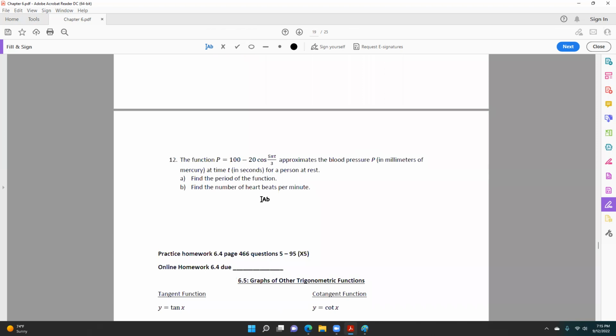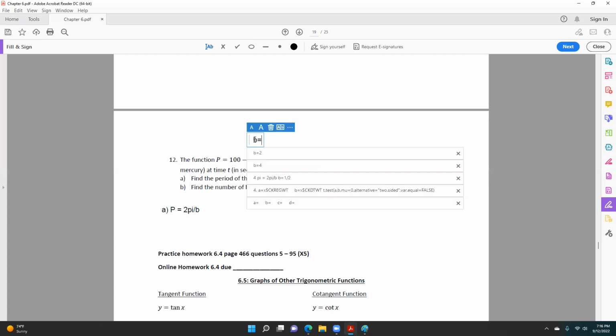Next is the last question, 12 here. It gives us a function P is 100 minus 20 cosine 5 pi t over 3. This function is where you measure your blood pressure, where t is time, for a person at rest. The question wants you to find the period of this function. The period in this case is 2 pi over b. That's a formula. So can someone tell me, looking at this function, what is your b in this case?